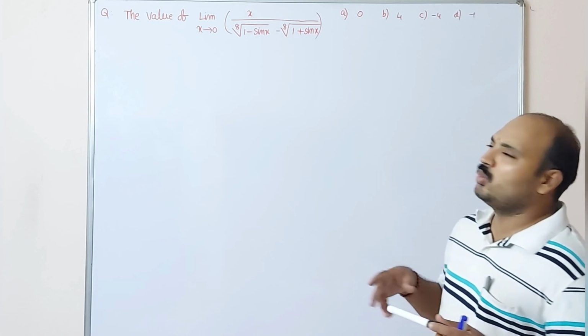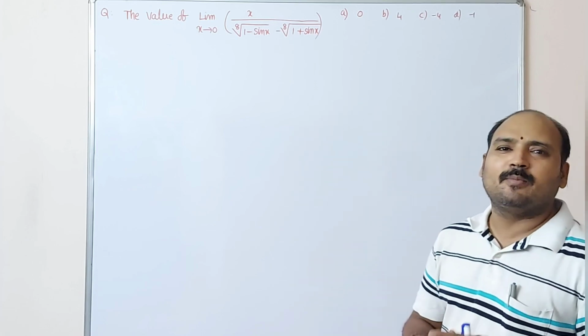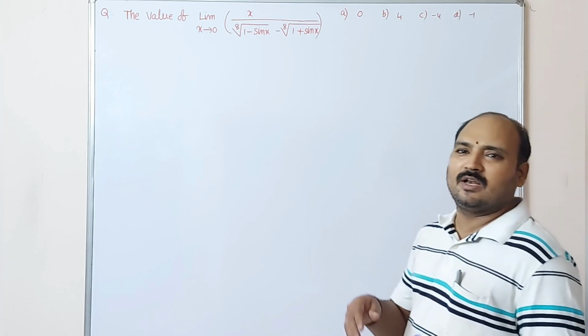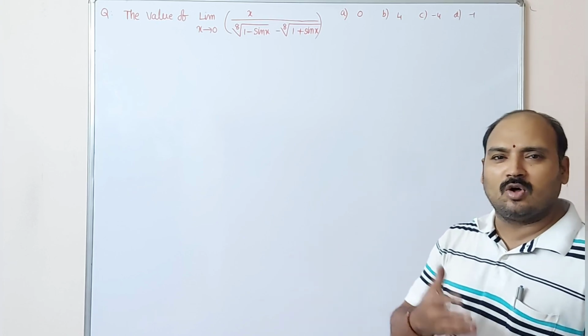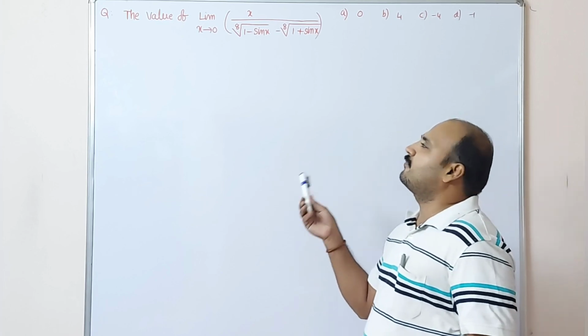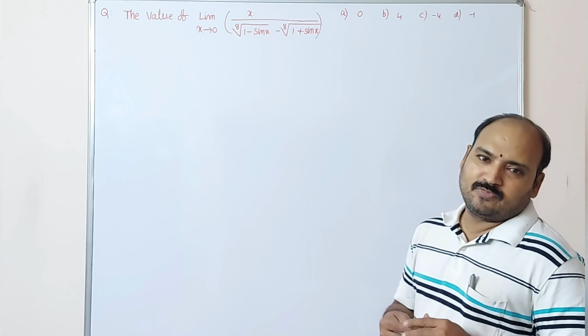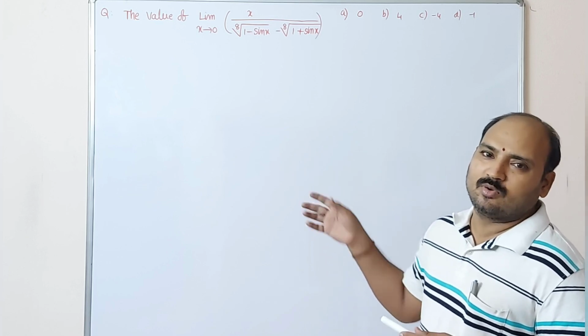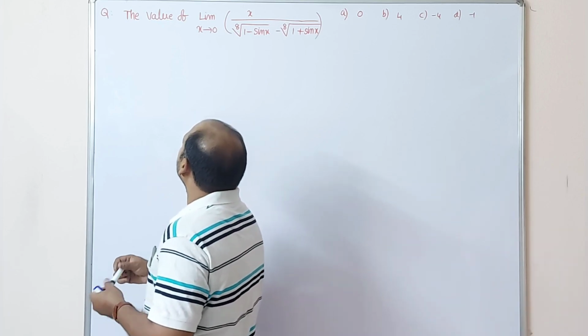We can also do rationalizing with respect to the denominator, but it will take much time, and applying the limit, converting into the formula formats and all, it will be difficult. Instead of L'Hospital rule, no other method is easy. This is the only easiest method. Dear students, we will move to the question.